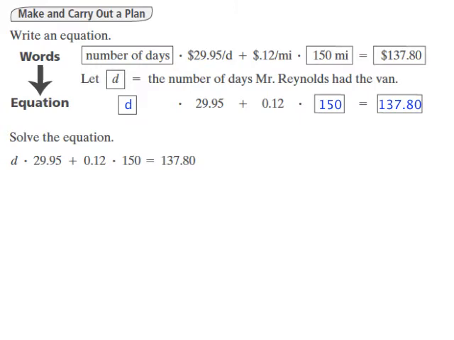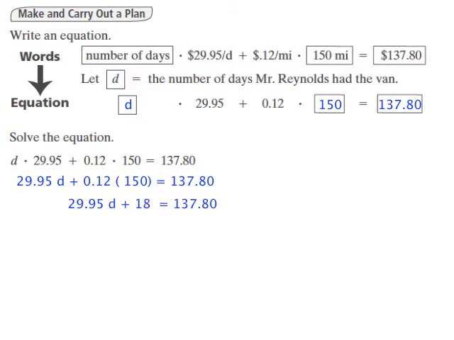Now when we write this, we probably should rewrite the $29.95 in front of the D. So we have $29.95D plus 12 cents times 150 equals $137.80. Multiply 12 cents times 150 and you get 18. So we now have 29.95D plus 18 equals $137.80. We have to subtract 18 from both sides of the equation. So we're left with $29.95D equals $119.80. We're now ready to divide both sides by $29.95.